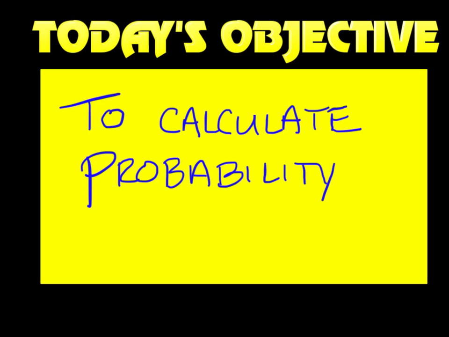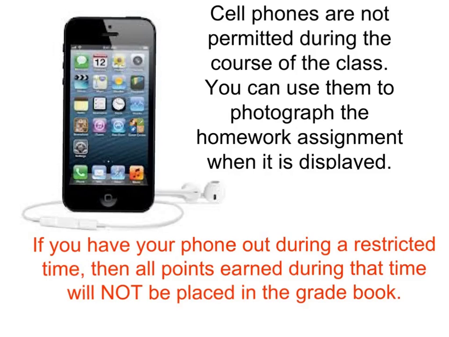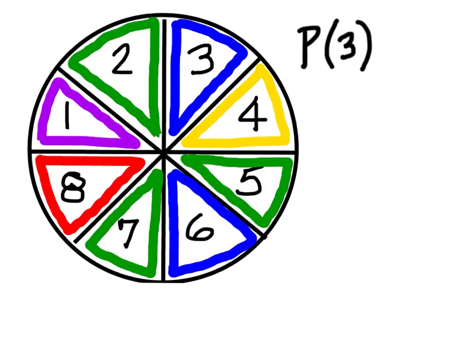For today, it's to calculate probability. So you have a spinner, and it has 8 numbers and different colors on it. To find the probability of a 3, you add up how many outcomes you have, which are 8, and then how many 3s do you have on the spinner? Just 1. So the probability would be 1 over 8.